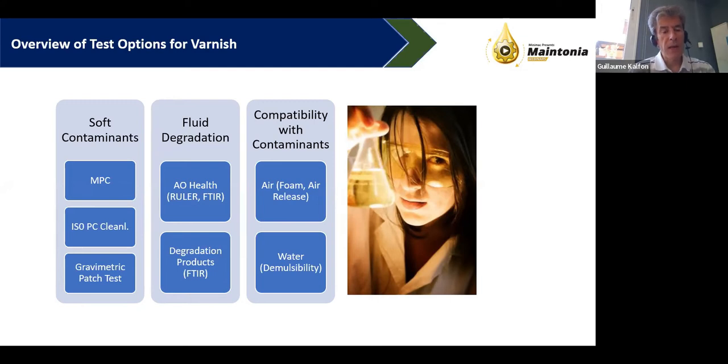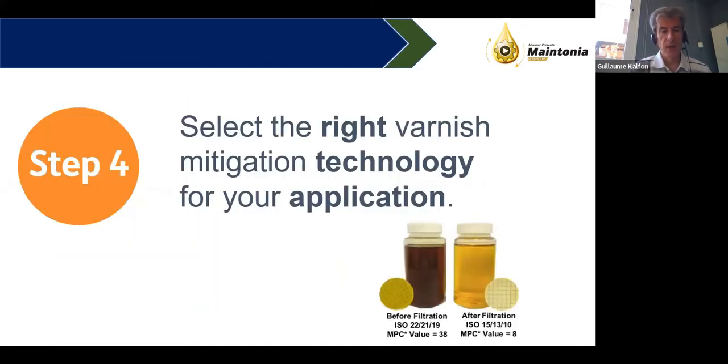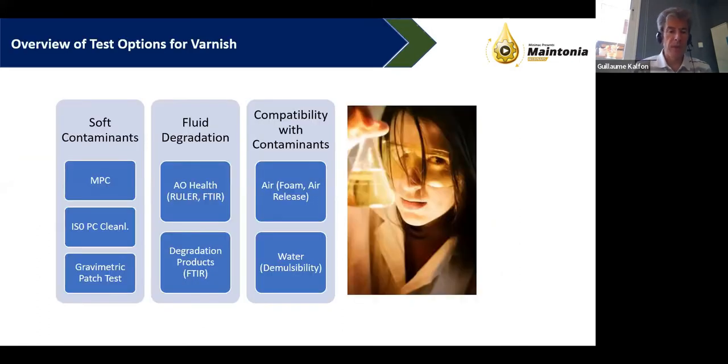Then, how is the fluid degrading? We can measure the antioxidant health by RULER, as I have already explained at length. And we can understand what chemistries are being formed. Are they esters? Are they acids? They can be different types of chemistries. This is by FTIR, so you can talk to your chemist. He is on top of this. He can explain to you the degradation products by FTIR. And then compatibility with contaminants. Compatibility with water will be water separation, compatibility with air will be foaming and air release. These are also signs of oil health.